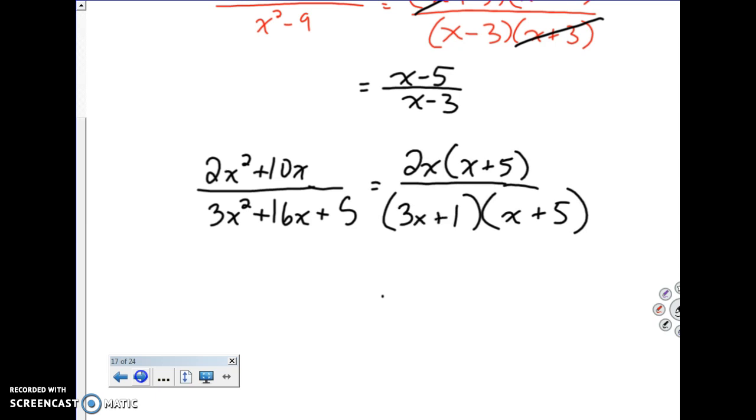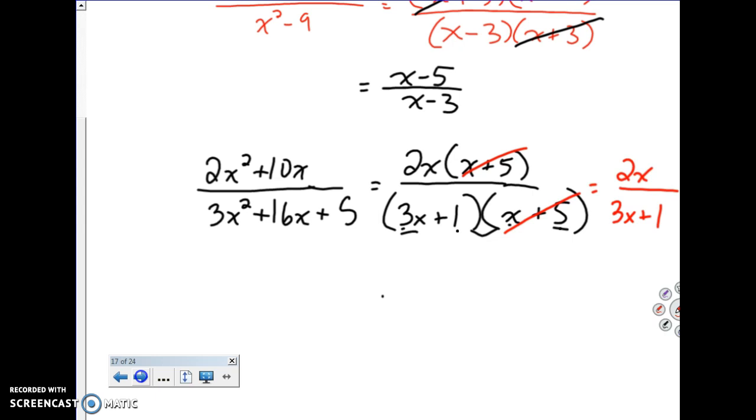Let me just double check that's correct. 3 times 1 is 3x squared, 1 times 5 is 5, 1 times x is 1x, 3x times 5 is 15x, 15 plus 1 is 16. Boom, I'm good. All right, and again, I have some common factors. I can cancel those out. So now my answer is 2x over 3x plus 1. Okay, so that's just some practice with that.